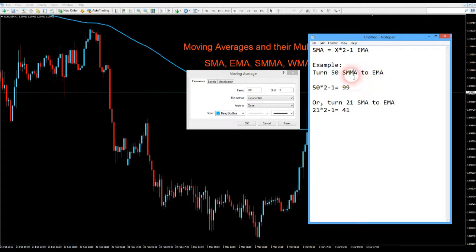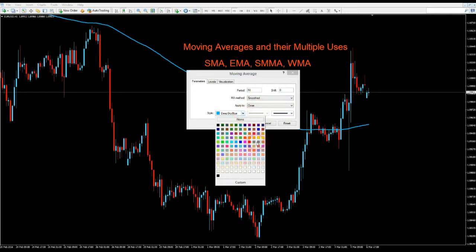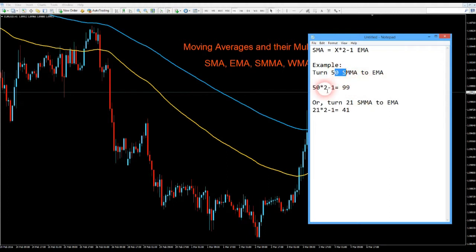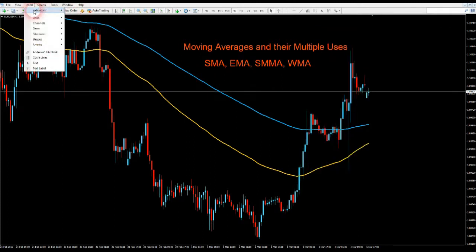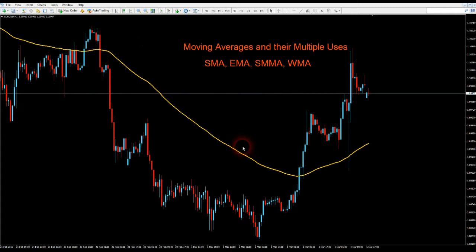For example, let's say someone tells you to plot a 50 SMMA, sorry for the mistake there. Let's not confuse this with the other one. So turn the 50 SMMA to EMA. How do you do this? You can just plot a 50 SMMA like this, just to see what happens. And then, based on this formula, 50 times 2 minus 1, that's a 99, equals a 99 EMA. So now let's plot a 99 EMA and see what happens. We already have one here, let's just make it a 99.